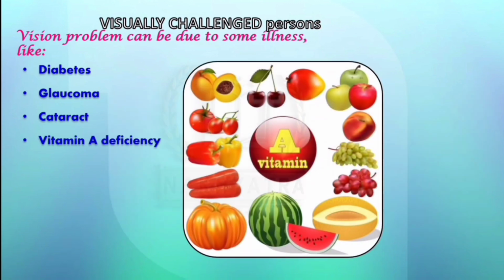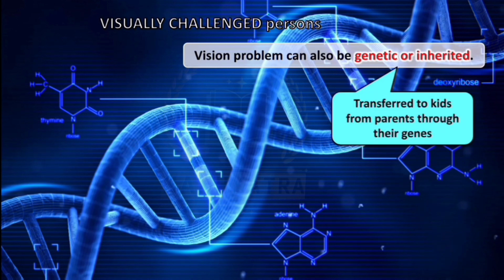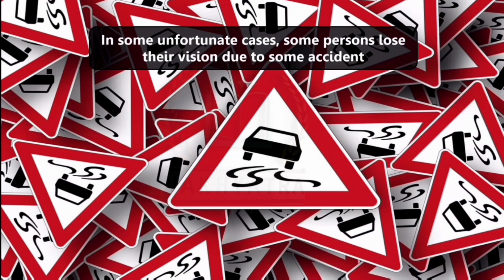Vitamin A deficiency. If there is a deficiency in vitamin A, then we might suffer from vision problems. So we must always eat fruits and vegetables which are rich in vitamin A. Clear everyone? Vision problems can also be genetic or inherited, that means transferred to kids from parents through their genes. In some unfortunate cases, some persons lose their vision due to an accident. Suppose a person's optic nerve got damaged in an accident, then the person may suffer vision loss.